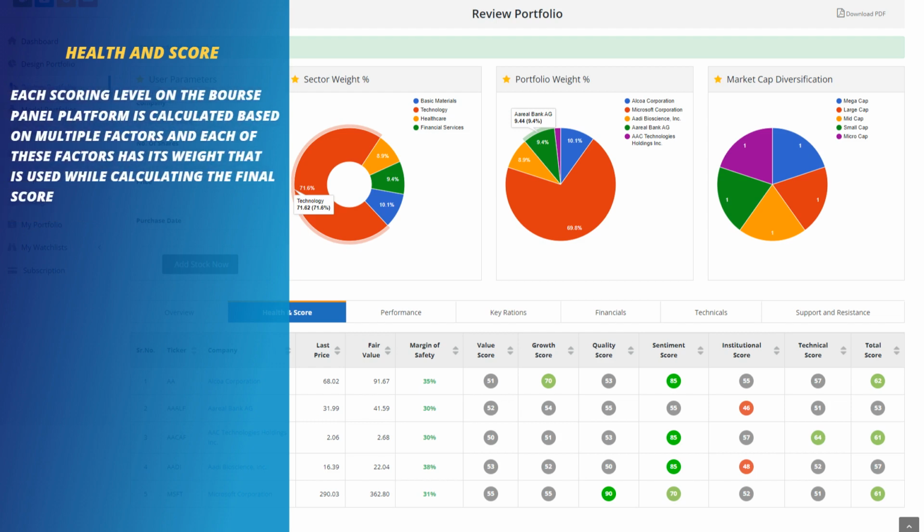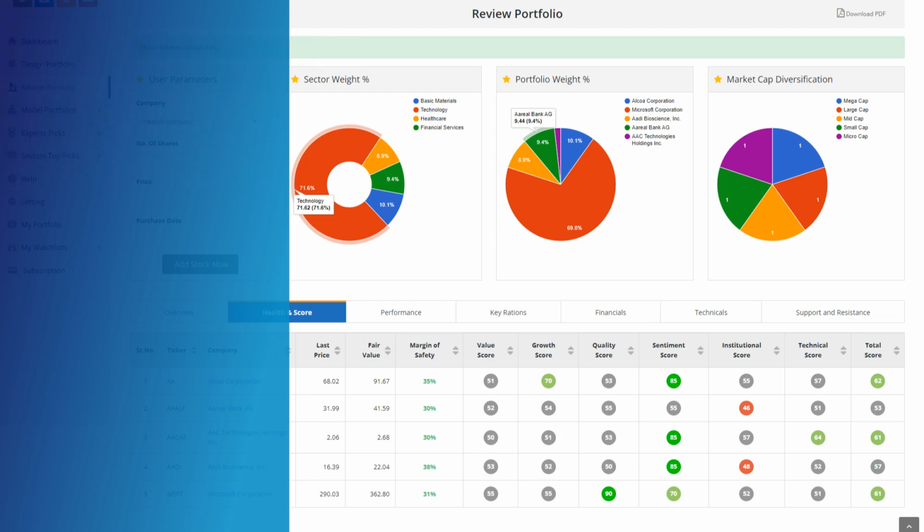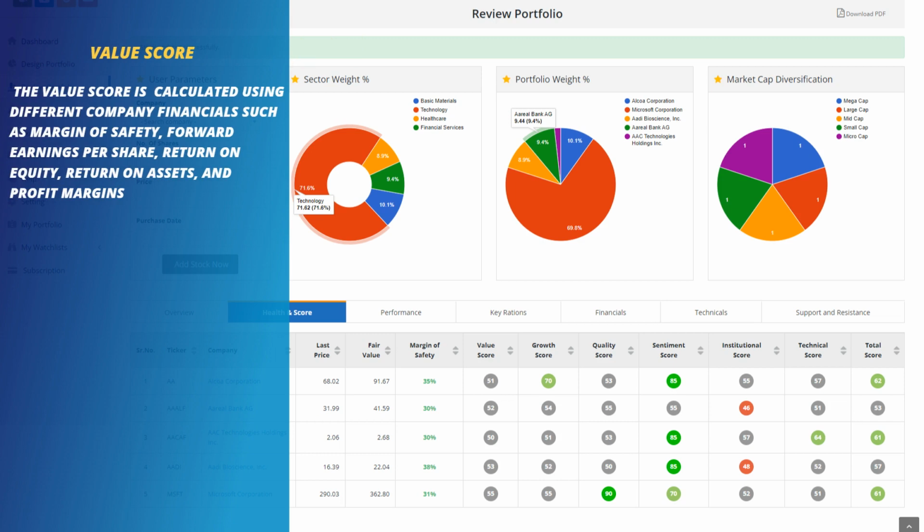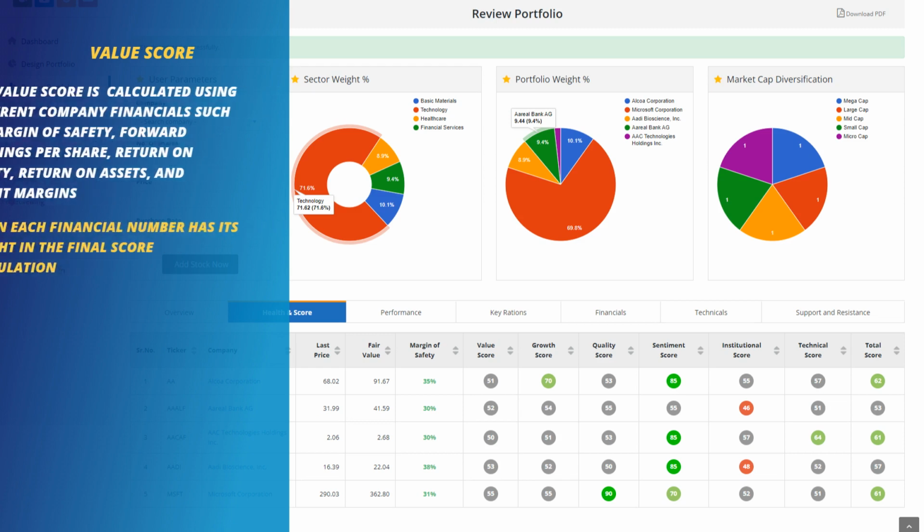Each scoring level on the Bourse Panel platform is calculated based on multiple factors, and each of these factors has its weight that is used while calculating the final score. For example, the value score is calculated using different company financials such as margin of safety, forward earnings per share, return on equity, return on assets, and profit margins. Again, each financial number has its weight in the final score calculation.